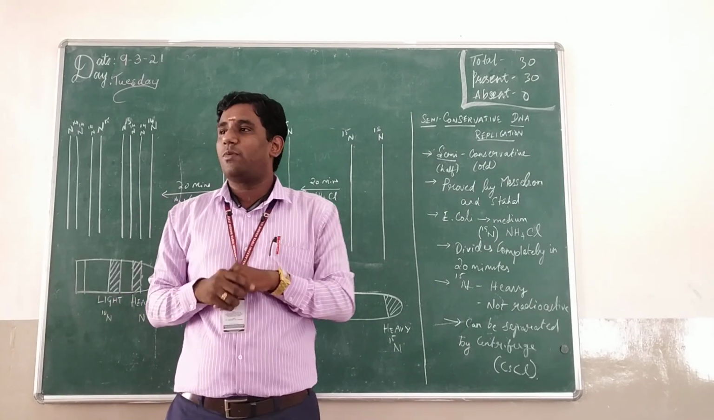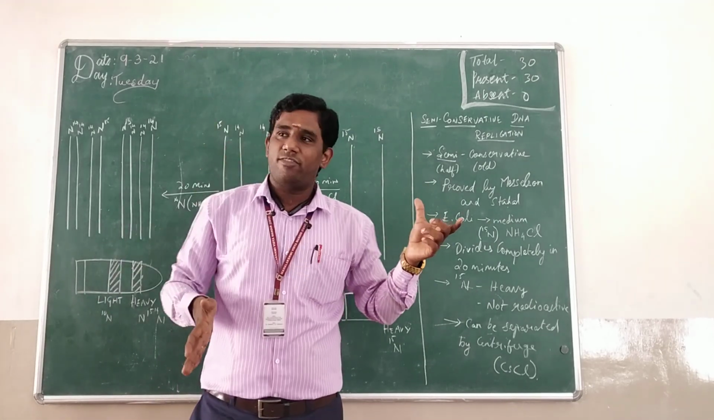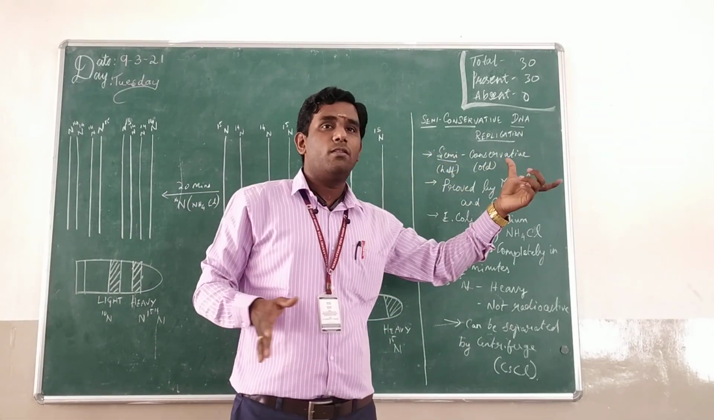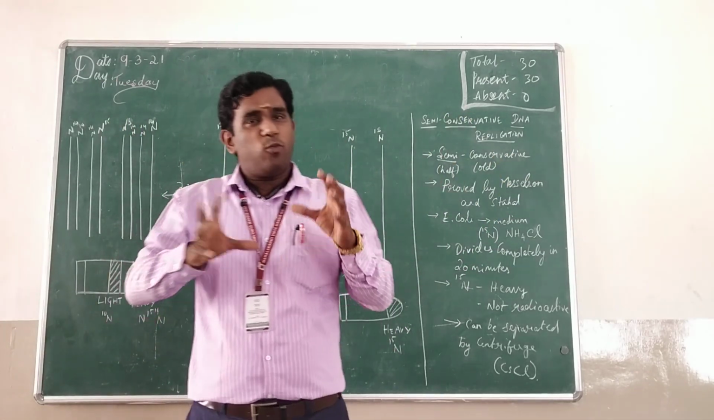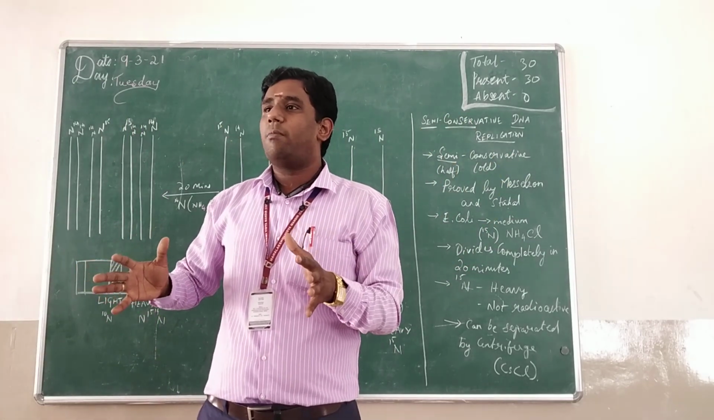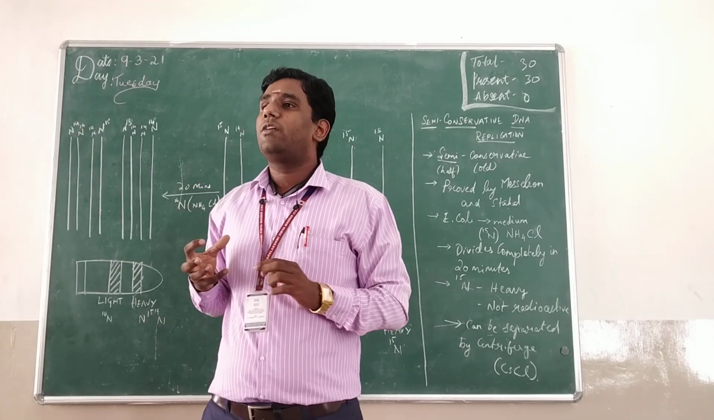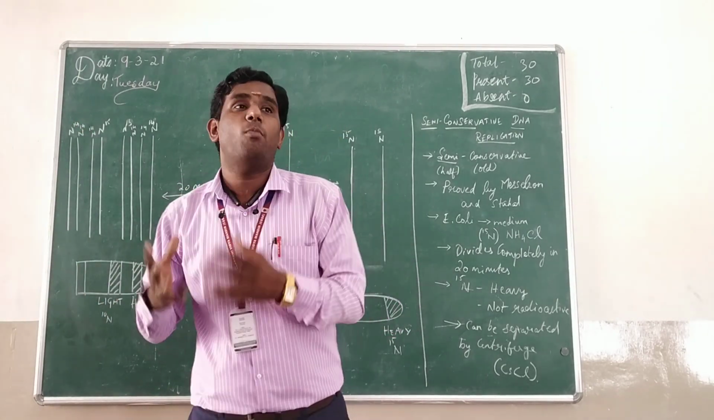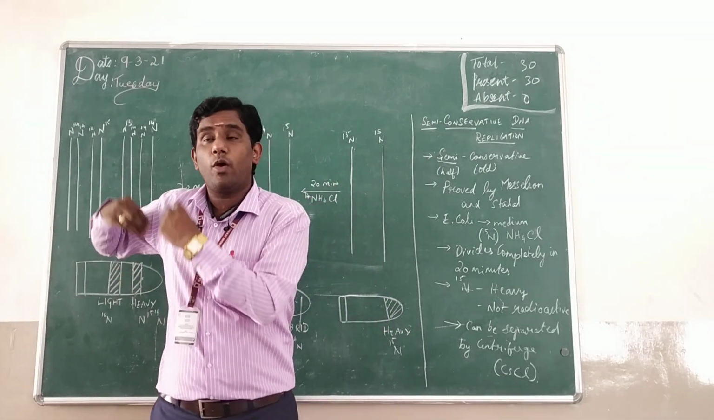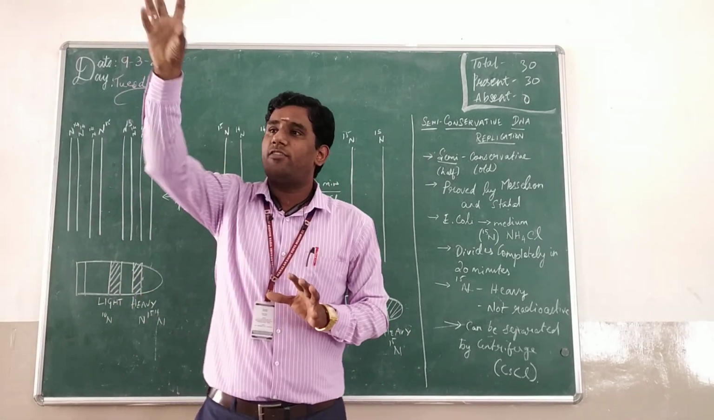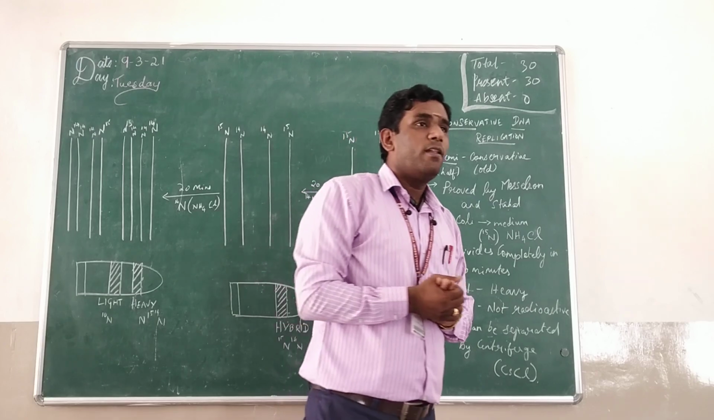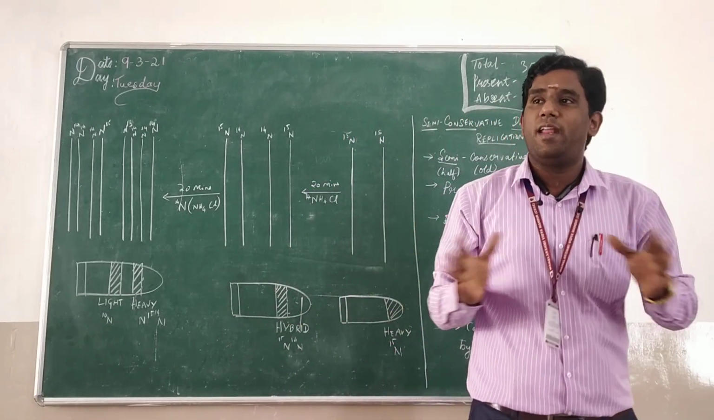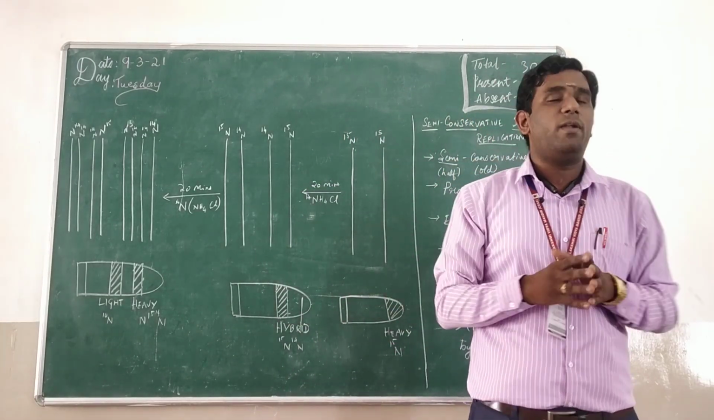We completed this one in the last class. Semi means half. Conservative means old. If a fully new DNA is going to form from an old DNA, you call it modern, that DNA replication is modern. If the old DNA gives rise only to old DNA, then you call that conservative DNA replication.